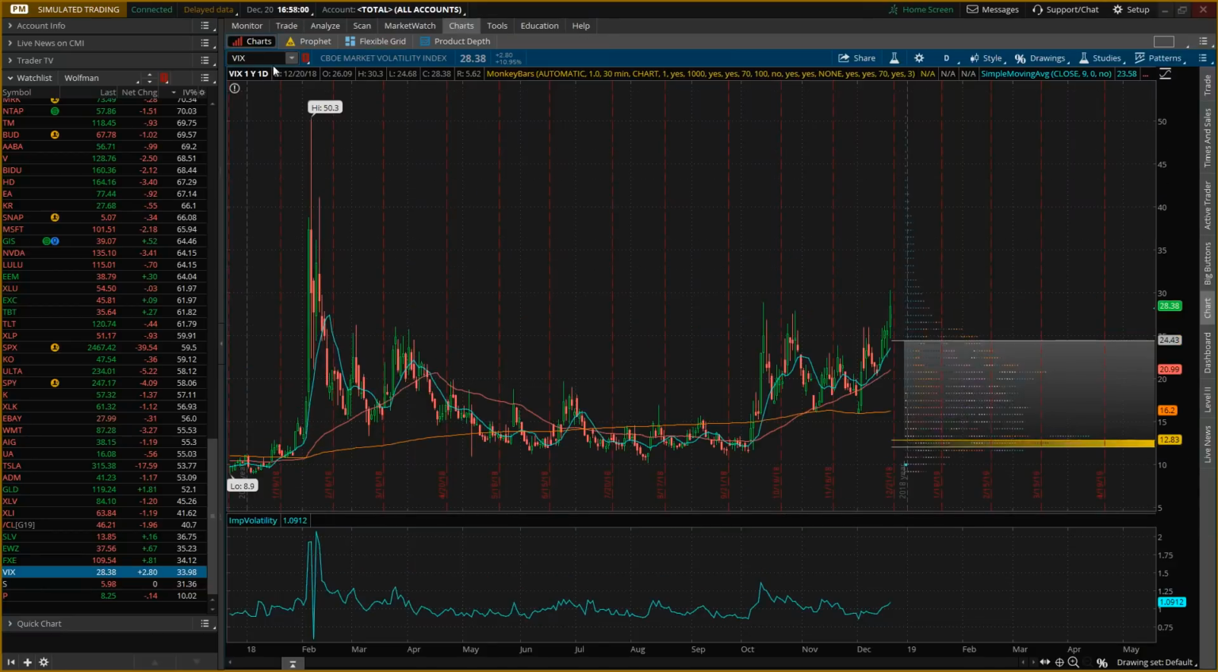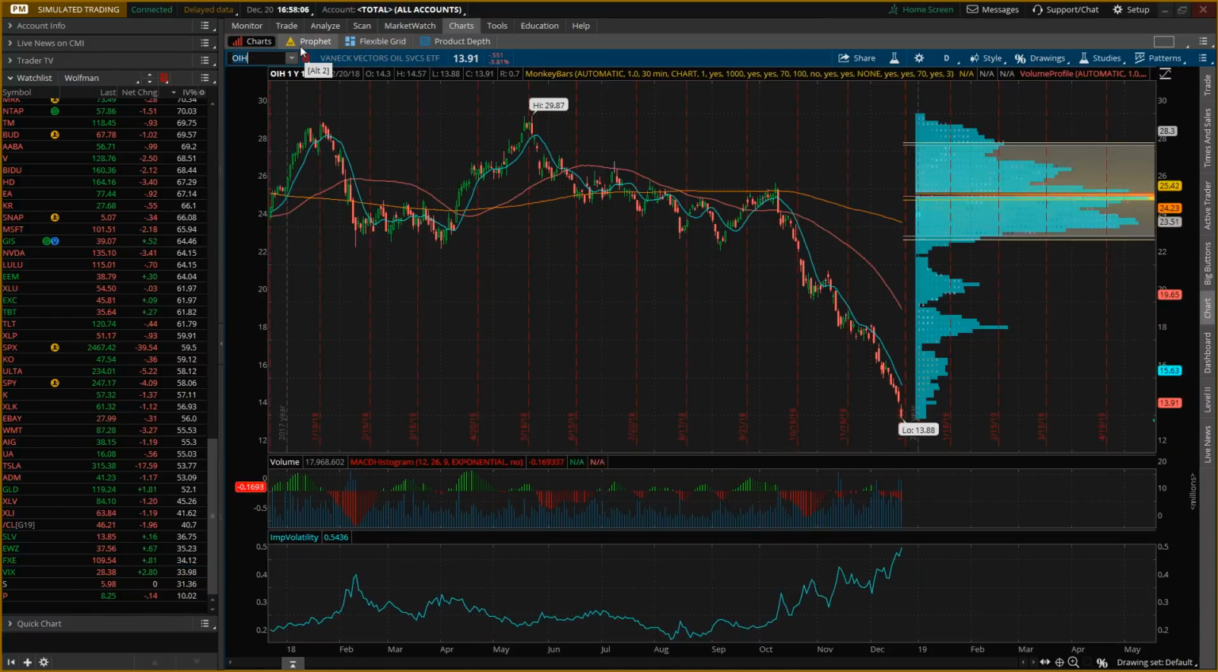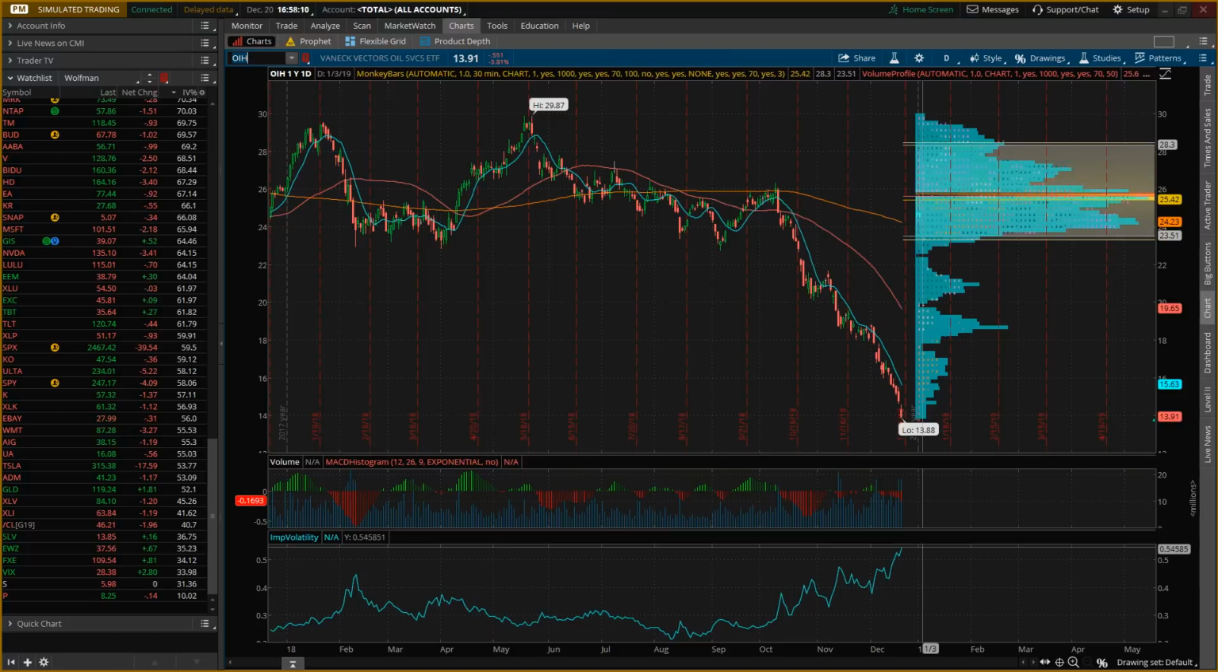The way to figure out implied volatility percent for an underlying, if we look at OIH, it's going to make the math very easy for me. You have a numerator and a denominator. In the numerator, we take the current implied volatility minus the low, and you take that and divide it by the high minus the low. You can see here it's going to give us 1, which is 100%.